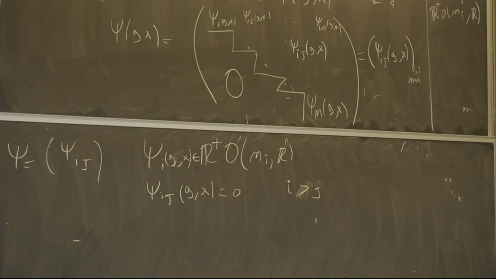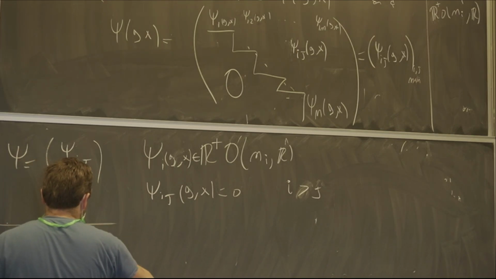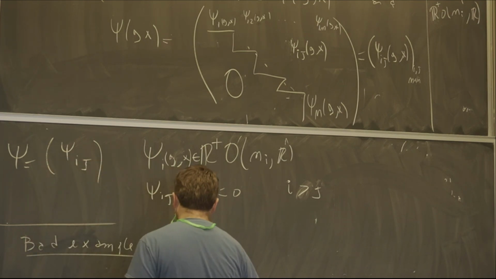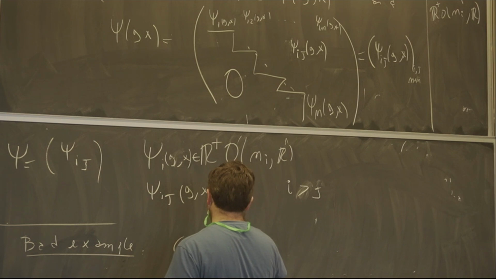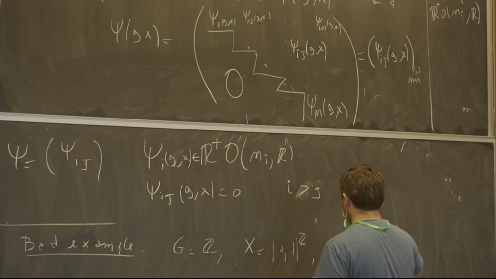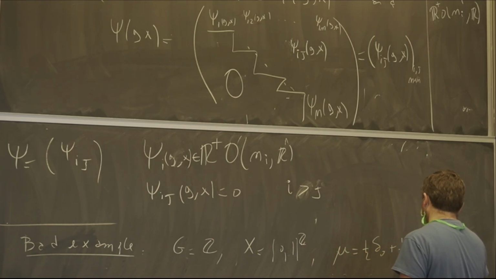Or something which is a little bit hard to do in general: there is a quotient and a finite index subgroup so that you take values in a group like that. Okay, so the bad example is the group the integers, the space is {0,1}^Z, the measure mu is 1/2 delta 0 plus 1/2 delta 1.